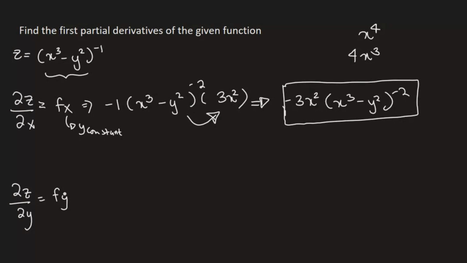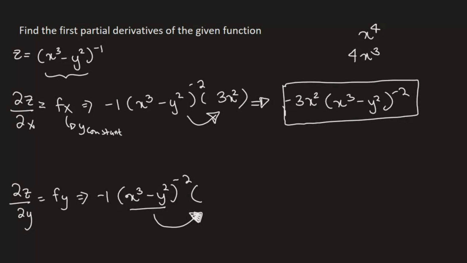Okay, now let's move on and find f of y. First we will do the same thing, take the derivative of this just like this. So bring 1 down and write this function as it is, and then subtract 1 from it, so it becomes negative 2. And now we have to multiply by the derivative of this inside function.